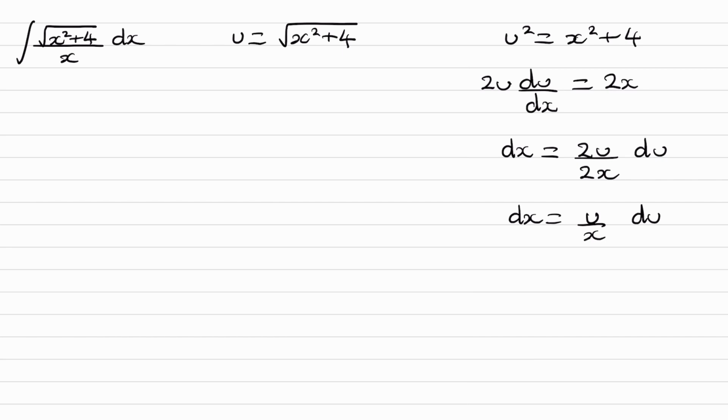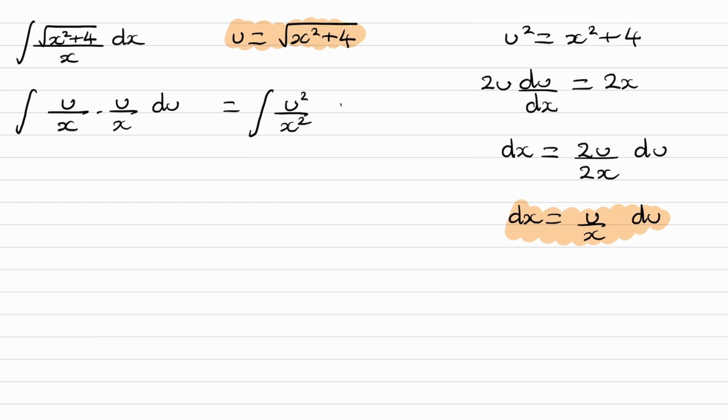Now we can sub this in, so we can sub in u is equal to this, and we can sub in dx is equal to u over x times du. So this then becomes the square root of u. I'm going to keep the x as is for now. The dx turns into u over x times du. This is the same thing as u squared over x squared du. And x squared, if we look at the equation that we have up here, we can rewrite as u squared minus 4. So then this integral we can rewrite as u squared over u squared minus 4 du.